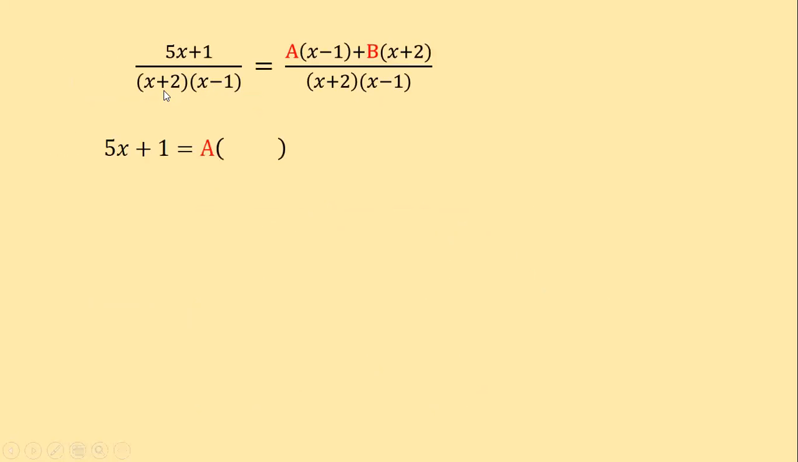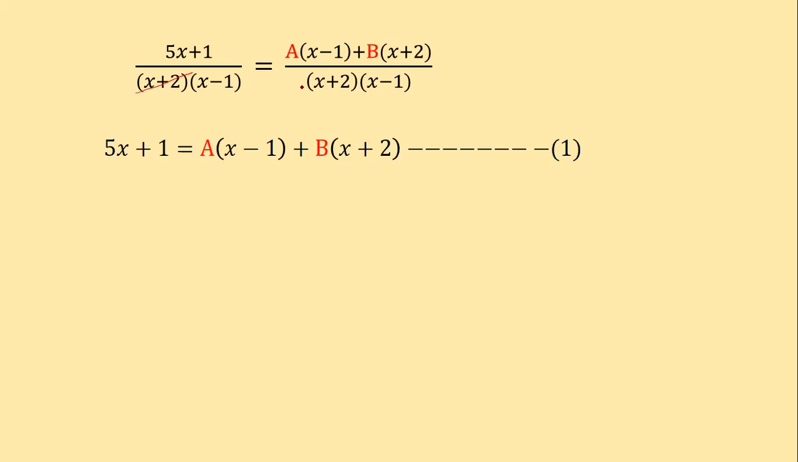5x plus 1 by (x plus 2)(x minus 1) is equal to a(x minus 1) plus b(x plus 2) by (x plus 2)(x minus 1). If you observe the two fractions on either side, the denominators are both (x plus 2)(x minus 1), on the LHS also we have (x plus 2)(x minus 1). Yes or not? So these two denominators can be cancelled.